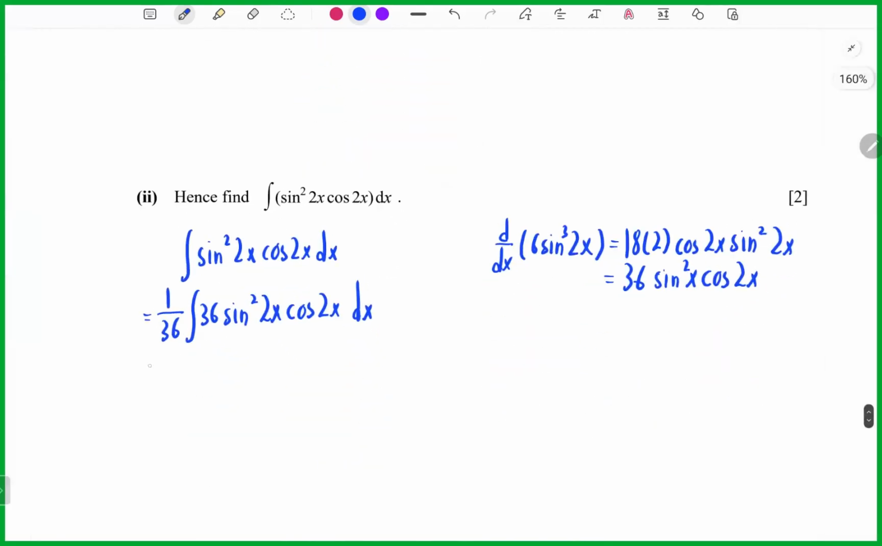Okay, so now we can try to integrate back here. 1 over 36 times 6 sine cubed 2x plus c. So it equals to 1 over 6 sine cubed 2x plus c.